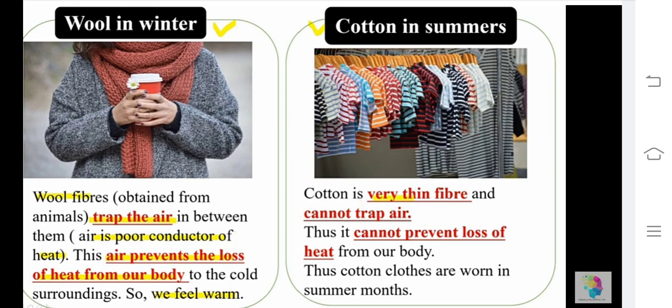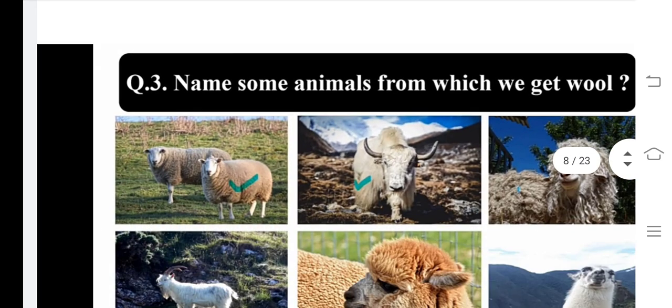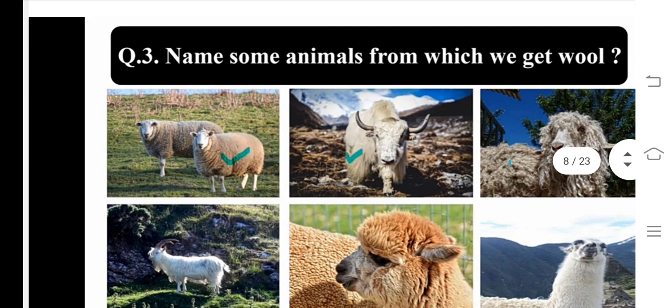What type of clothes are we wearing in winter, ma'am? We are wearing sweaters. A sweater is made of wool. What type of clothes are we wearing in summer? In summer, we are wearing cotton clothes. I hope you understand, children. Now let us move on to another important question, number 3. Name some animals from which we get wool.